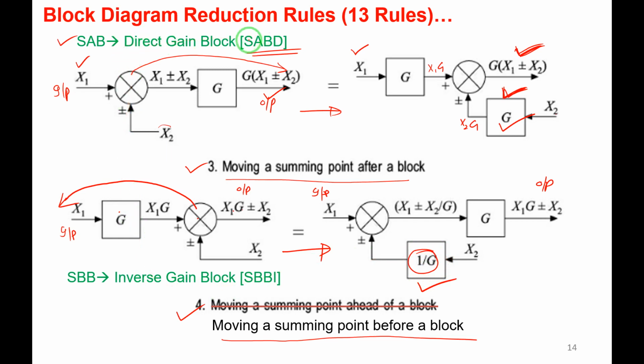SABD, I have written. Summing point after a block, it has to pass through the direct gain block. SABD: S for summing, A for after, B for block, and D for direct. Summing point after a block, it has to pass through direct, SABD. So SBBI: summing point before a block, it has to pass through the inverse gain block. If I remember this SABD, that is sufficient. I can easily recall this, right? So shifting the summing point after a block or before a block, you remember this is rule number 3 and rule number 4. Yes? Okay.